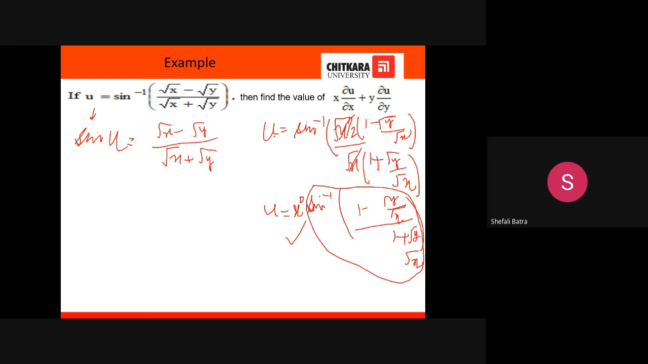You can approach this question in both ways. Because the x here cancels, this is a complete function of y by x. So you can write u is a homogeneous function with degree 0, or you can express this in the form of sine u equal to under root x minus under root y upon under root x plus under root y. In this case, you will say sine u is a homogeneous function with degree 0. And here you will say u is a homogeneous function with degree 0. If you are saying this, directly you will write the answer 0. But if you are saying this, then I'll show you the solution.